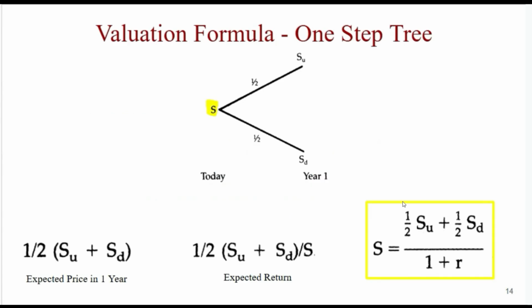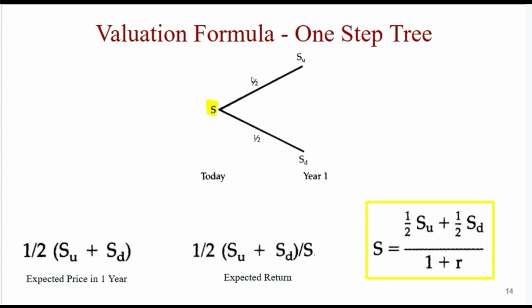So this is the valuation formula that we use to find prices one time period from now. This is a one-step tree. In our demo, one time period equals 1 year. We know today's price S here. The model assumes that over the next year, the price will move up or down with equal probability. It will either go up to S sub U or it will go down to S sub D. And the halves you see denote the probabilities.